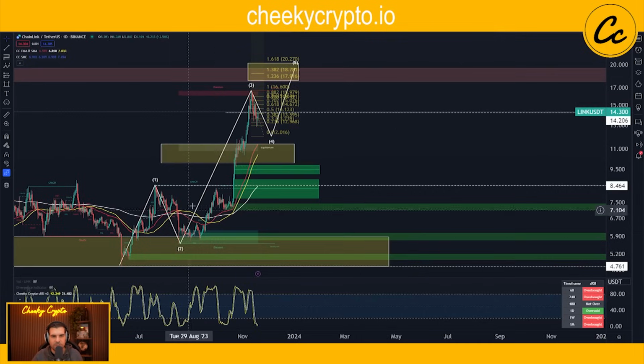So this whole entire structure here is a wave 1 in my opinion, or a wave A, but I'm going to run on the premise that it is the bottom of the bear market, and we're running on a wave 1 on the daily time frame. And so we have this move here.